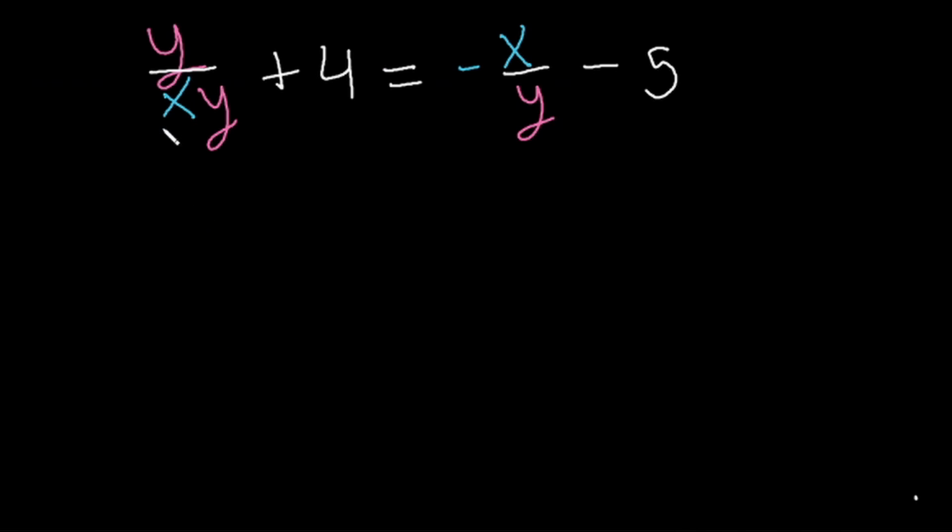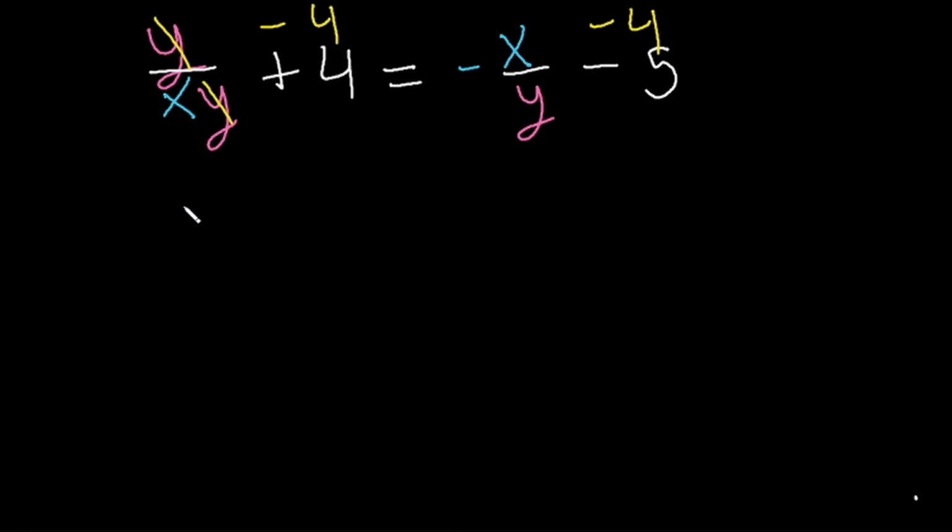Let's look at one last example that brings all these concepts together. Here we have y over xy plus 4 equals negative x divided by y minus 5. This may seem complicated, but we're going to take it step by step. We have a y in the numerator and denominator over here, so we can just cancel that out. And we can also move all the constants to one side. So let's subtract by 4 on both sides.